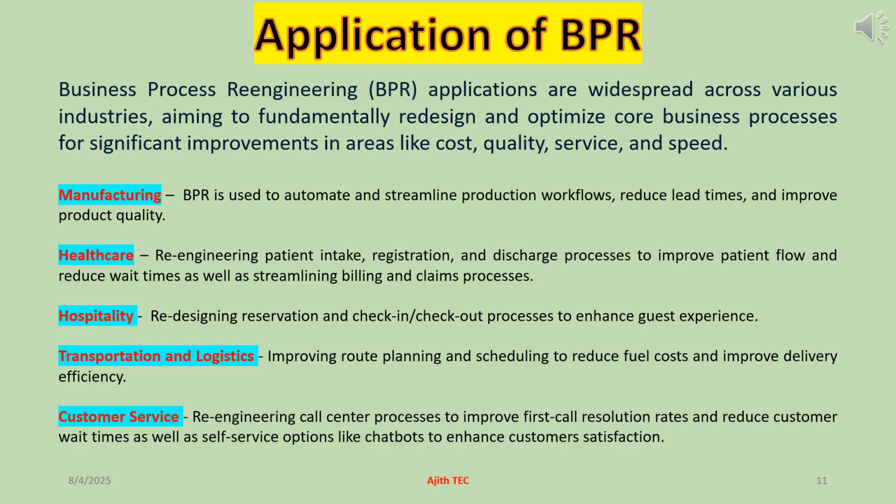Business process reengineering, BPR, applications are widespread across various industries, aiming to fundamentally redesign and optimize core business processes for significant improvements in areas like cost, quality, service, and speed. Manufacturing. BPR is used to automate and streamline production workflows, reduce lead times, and improve product quality. Healthcare. Reengineering patient intake, registration, and discharge processes to improve patient flow and reduce wait times, as well as streamlining billing and claims processes.